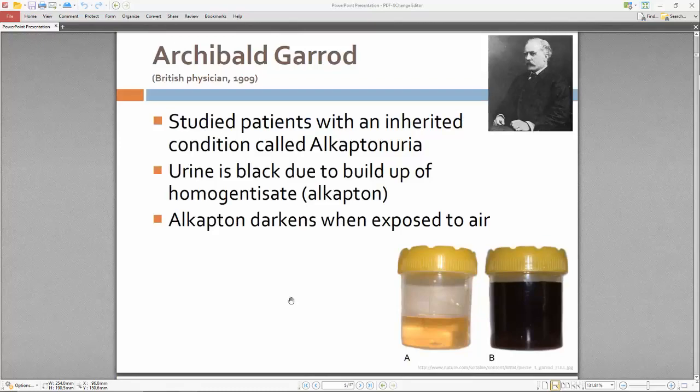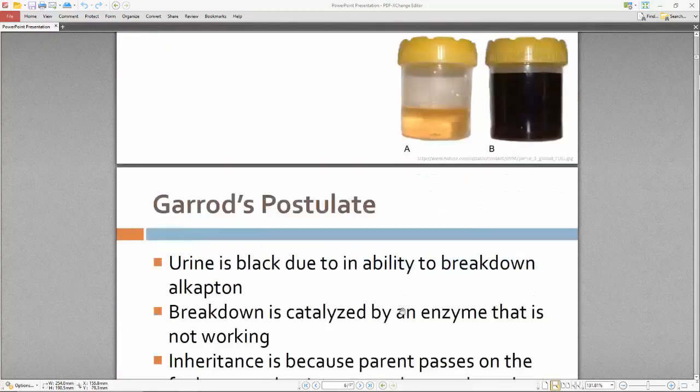Garrod, in 1909, studied patients with an inherited condition called alkaptonuria. Basically, it is when your urine is black due to the buildup of something called homogentisate, or alkapton, and that darkens when exposed to air, so it makes your urine very dark.